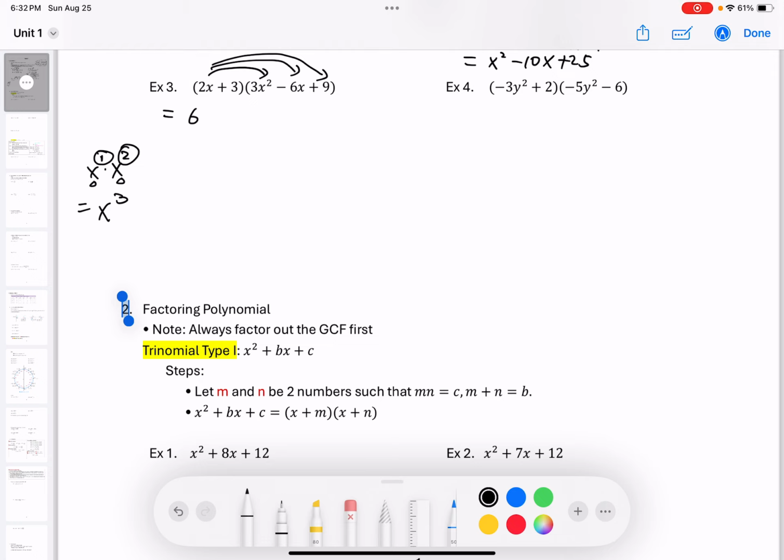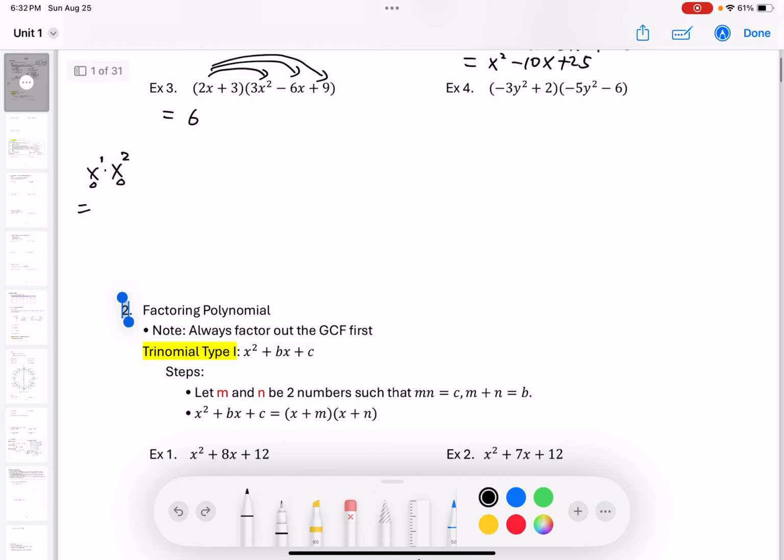This is the first method. And the second method is, the second factor x squared is x times x. We can break this down into x times x. So we have x cubed. You can use either way to get x cubed. Okay, let's move on. 6x cubed. Then my second part is 2x times negative 6x, minus 12x squared. And then 2x times 9 is plus 18x.